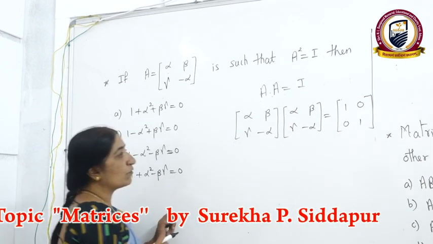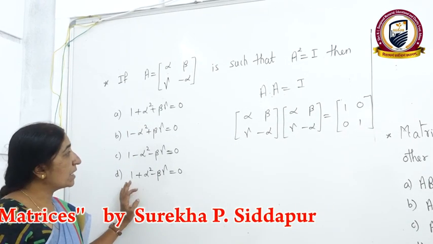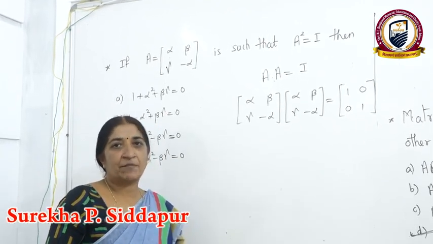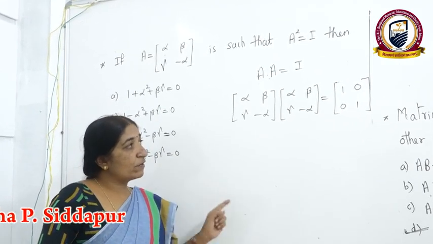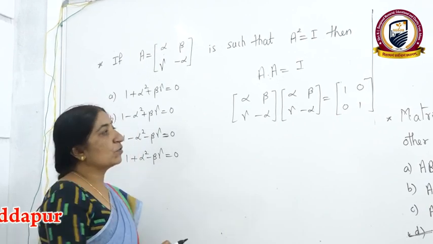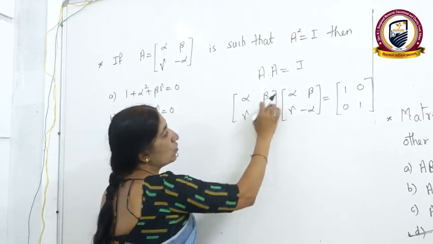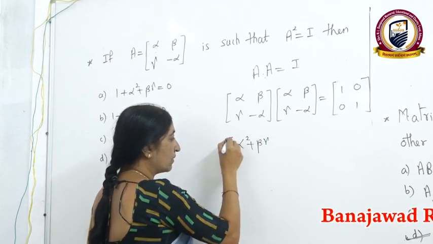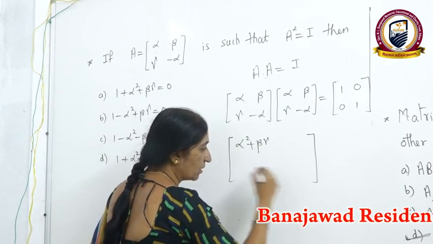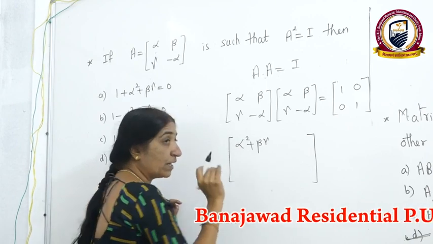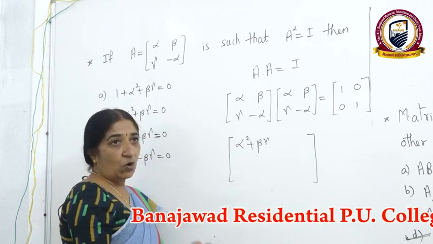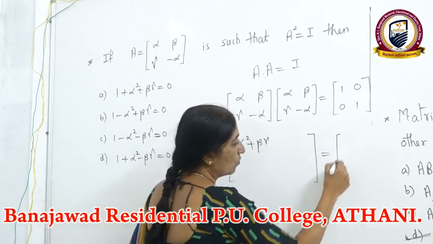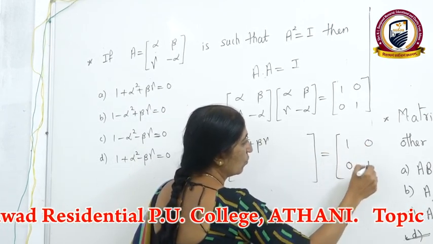And one more hint I want to give you. If it is a multiple choice question, in the multiplication, just compare one element, because all the remaining values give the same answer. So how are you comparing? First row with first column, alpha square plus beta gamma. The remaining I kept as it is. See, I wrote as it is. The remaining I am not writing. Why? It is a multiple choice. And in competitive exams, no need to write each and every step. Is equal to 1, 0, 0, 1.